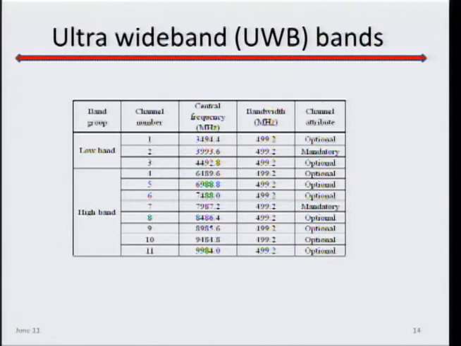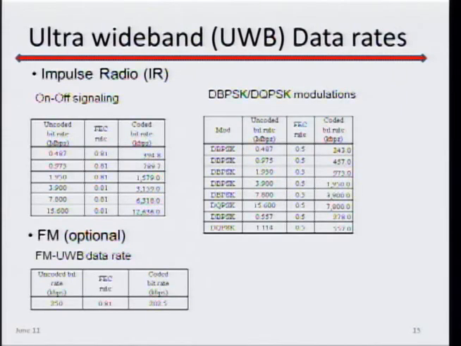In the ultra-wideband PHY, we have several channels also, and the data rates available in that one are listed here. Some of them are a little higher than narrowband, and we have 2 different types of ultra-wideband, impulse radio and FM.